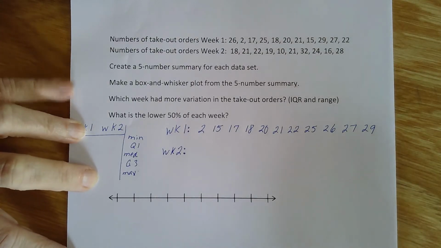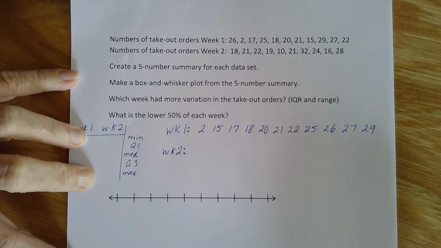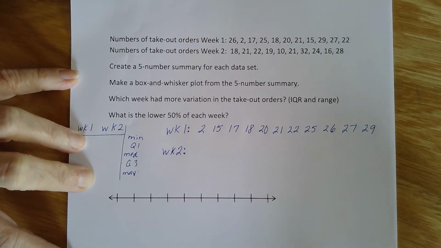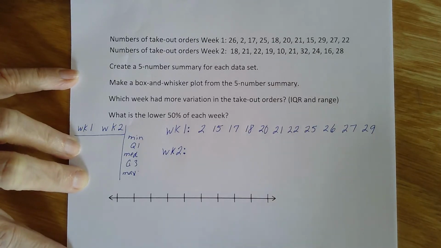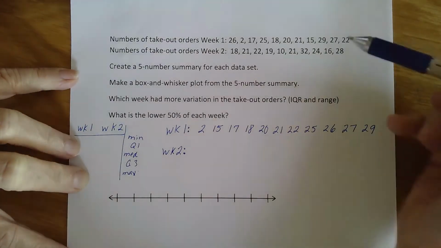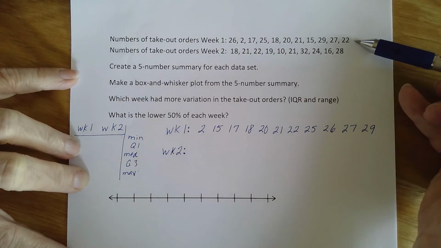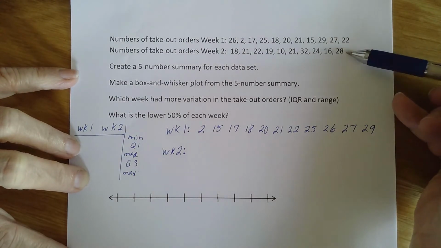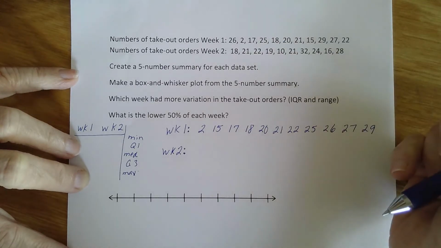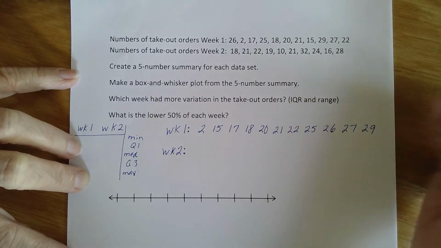Hi, today we're going to take a look at comparing box and whisker plots, box plots, with two different data sets. We're going to be using 5-number summaries to make our box plots. The first set of data is takeout orders week 1. The second set of data is takeout orders week 2. First set of directions is create a 5-number summary for each data set.